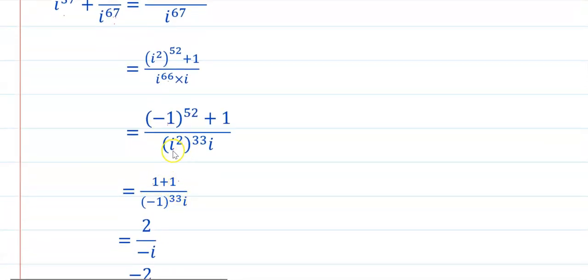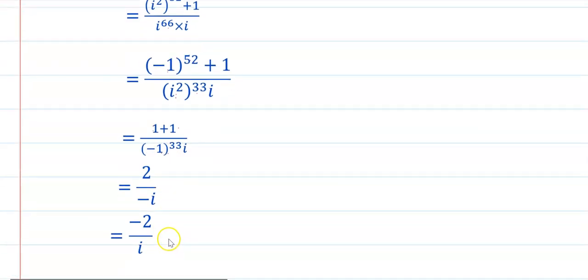1 plus 1. i square raised to 33 into i. i square means what? Minus 1. Minus 1 raised to 33 means what? It is a minus 1. Minus 1 into i, that is a minus i. That is 2 upon minus i. If we simplify this, then you will get minus 2 upon i, and this is the answer.